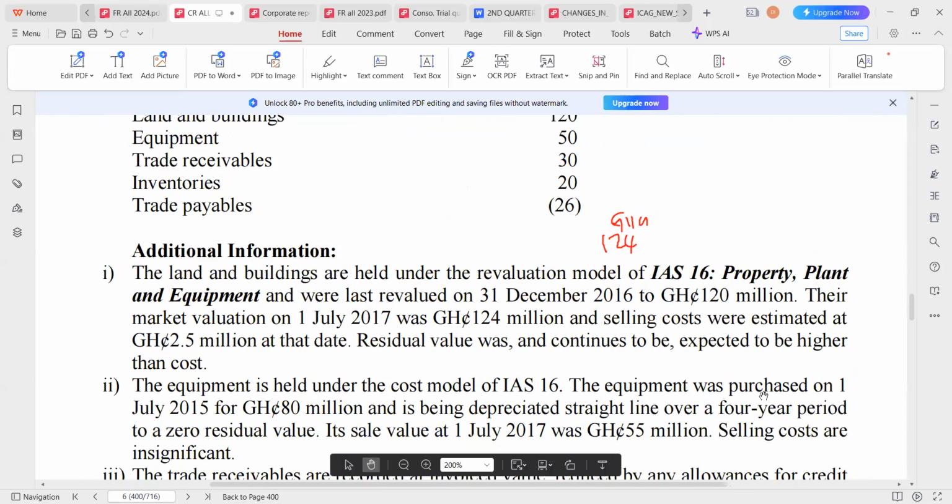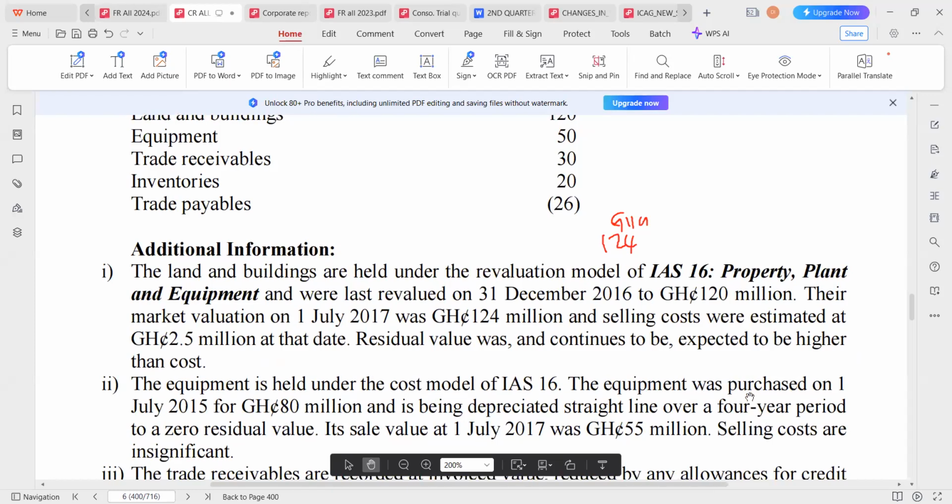The equipment was purchased on 1st July 2015 for 80 million, and it's been depreciated straight line over a 4-year period to zero residual value. First, calculate the depreciation for me. I need the 6-month depreciation. The cost of the asset is 80. Useful life is 4 years. Who can calculate the depreciation for me?